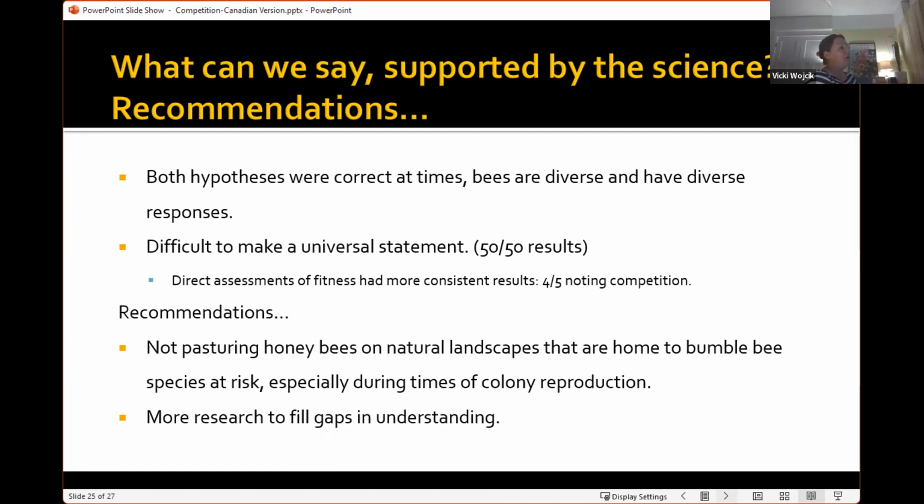Although I will note that when fitness was assessed, like the number of brood produced or queen production, more consistently competition was able to be seen. But some of the recommendations that we would come out with is not pasturing honeybees in landscapes that have sensitive or species at risk, which I think is just a very good beekeeping practice, especially at the time of colony reproduction for those species at risk, bumblebees, for example. And kind of like everyone's favorite recommendation, more research to fill the gaps. And I don't mean to be silly about that, but truthfully, there were only about 5 studies that really targeted reproductive output. And the more of those studies we do, we can get a better read on if there is an impact.